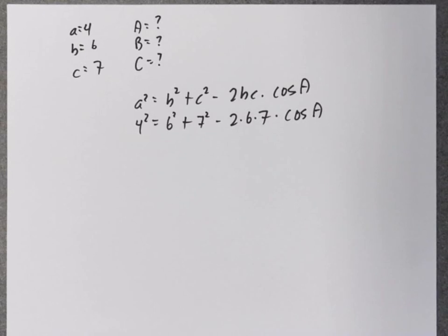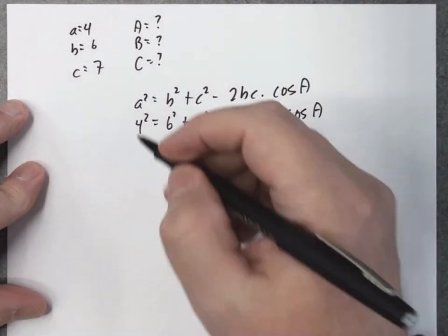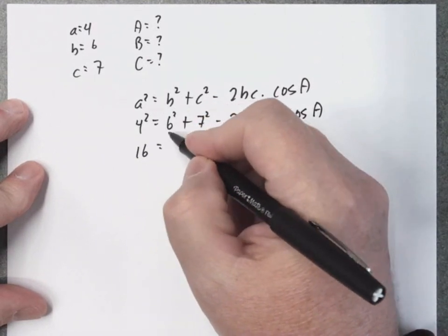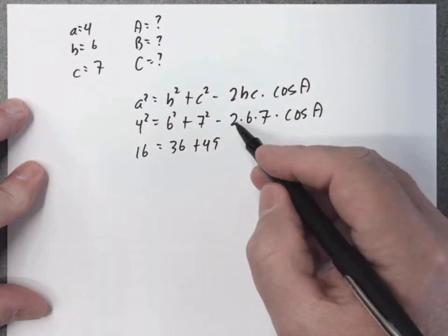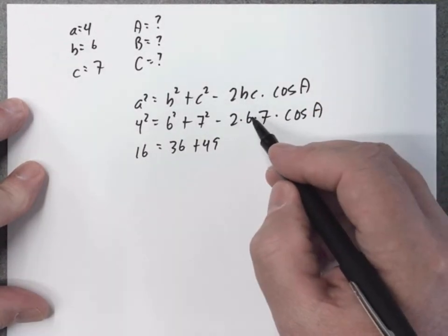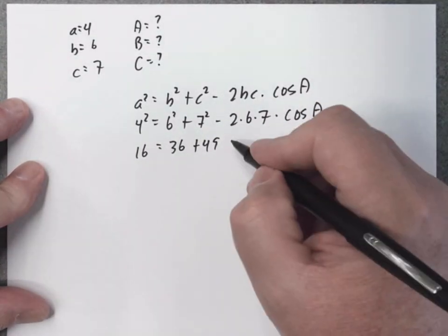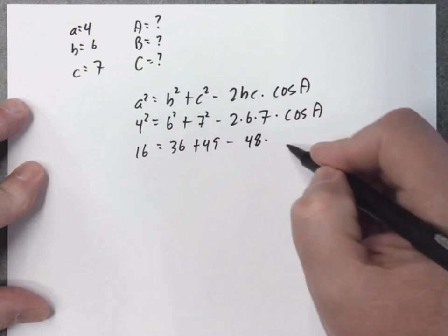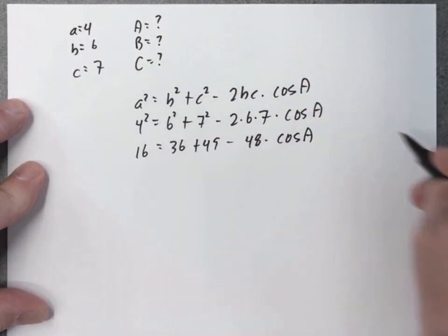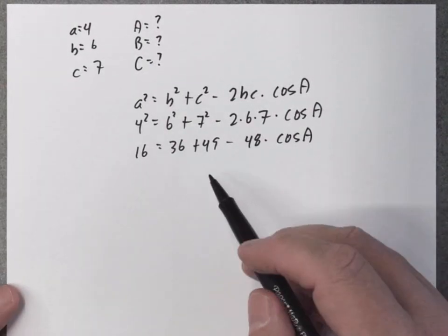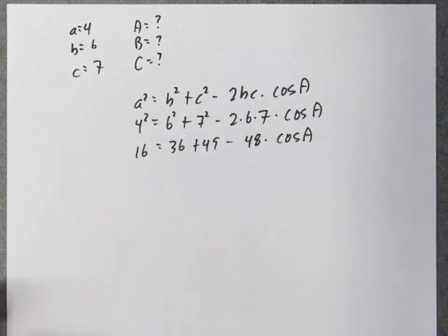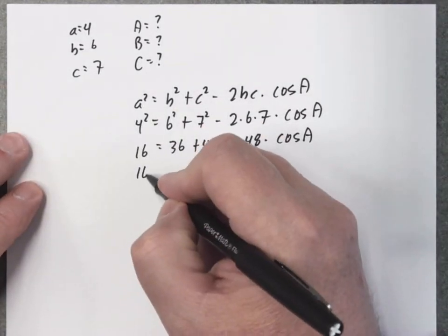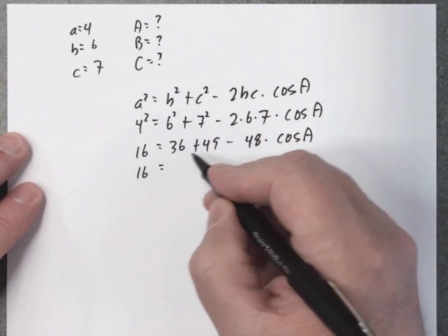Once again, be careful with the math. Do these all separately. A lot of these I can do in my head. 6 squared is 36, 7 squared is 49. I have to multiply these together. 6 times 7 is 42 times 2. What some students want to do is they want to go and take 36, add 49, and subtract 48. That is incorrect. You would get the wrong answer. Instead, let's add these two together.